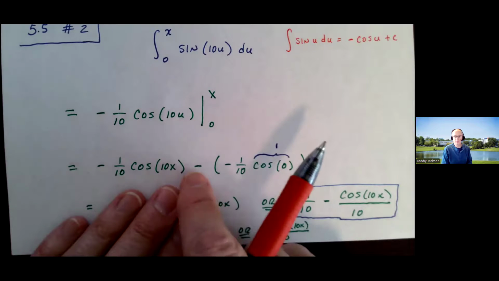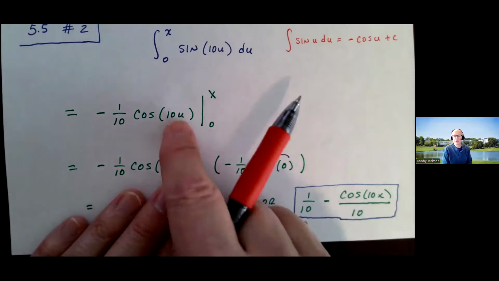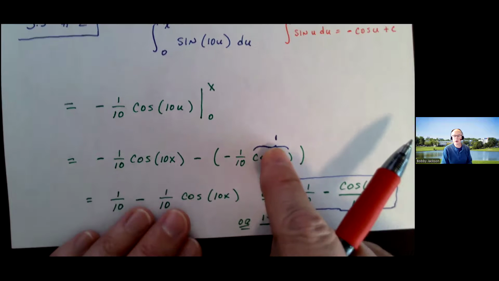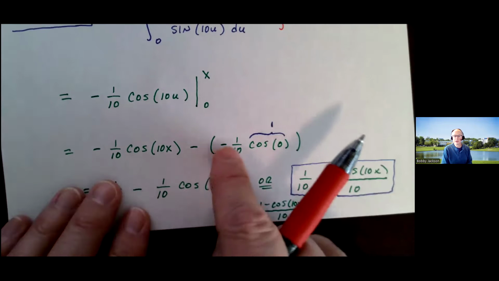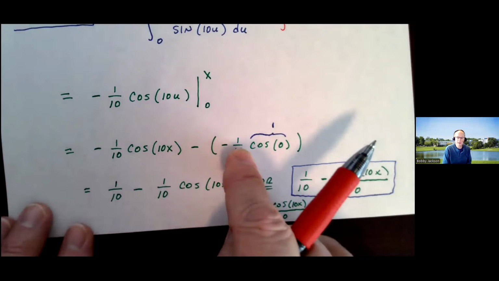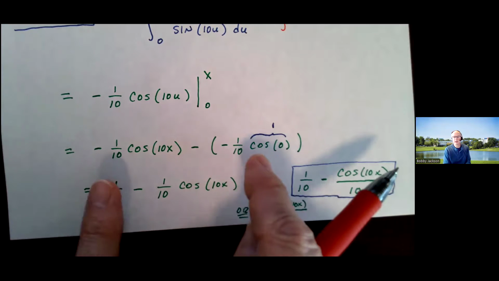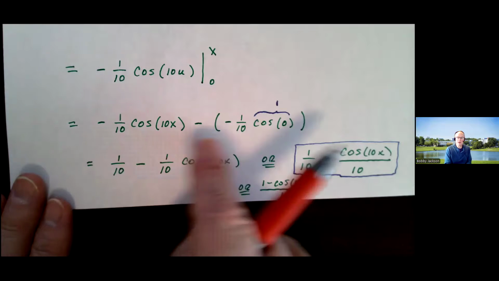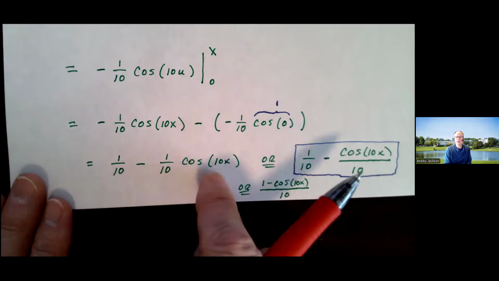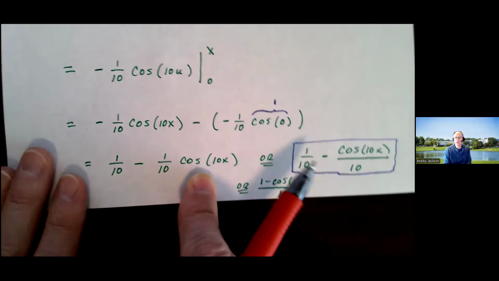Plug in, and then minus, notice in parentheses, negative 1/10 cosine of 10 times 0 would be 0. So cosine of 0 is 1. So be careful here. This is negative 1/10, but I'm subtracting it, so it becomes positive 1/10. So I've got negative 1/10 cosine of 10x plus 1/10. I just changed the order that I add those two in, so I wrote that as 1/10 plus a negative 1/10 cosine of 10x, or just 1/10 minus 1/10 cosine of 10x.